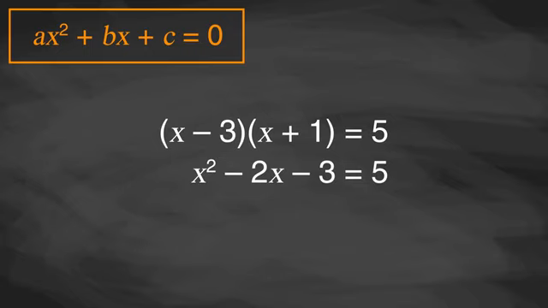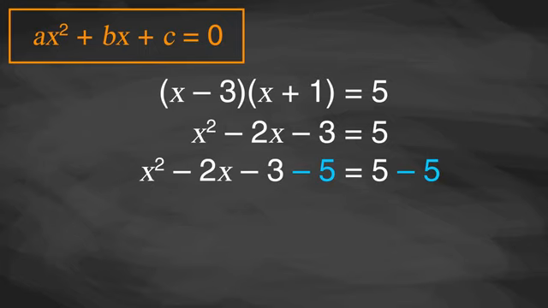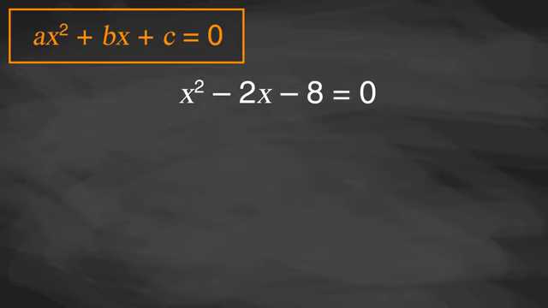Is this in the standard quadratic format yet? No, not yet. Remember, the equation must be in the standard quadratic equation form ax^2 + bx + c = 0. To make our new equation equal to 0, subtract 5 from each side. The result is x^2 - 2x - 8 = 0. Now we have an equation in the standard format. To complete the square, we'll need to know the a, b, and c of the equation x^2 - 2x - 8 = 0.